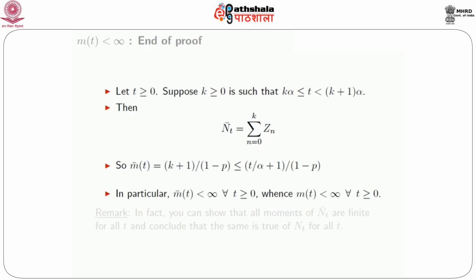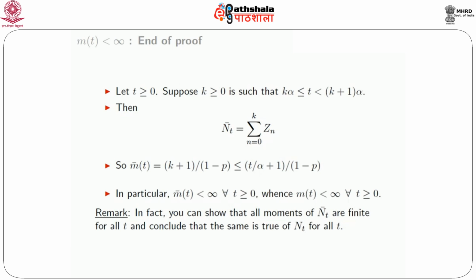So M bar t, which is the expected value of this, would be (k plus 1) divided by (1 minus p). That is because there are k plus 1 terms starting from n equal to 0 to k, and each Zn has expectation 1 over 1 minus p, so it becomes (k plus 1) over (1 minus p). And by definition of k, you can see that k is less than or equal to t over alpha, because it's the integer part of t over alpha. So k plus 1 is less than or equal to (t over alpha plus 1), giving a bound of (t plus alpha) over alpha times 1 over (1 minus p). In particular, we have shown that M bar t is finite, from which it follows that M t is also finite.